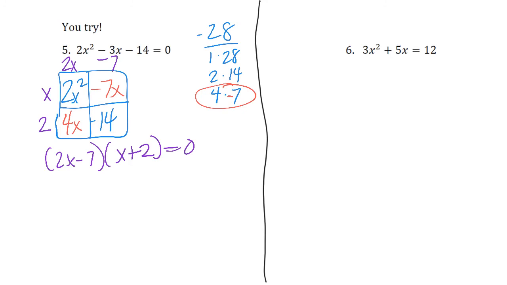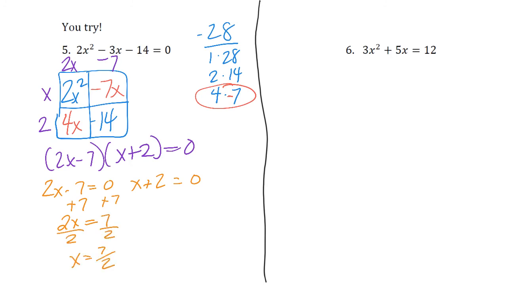So then I take each of them and set them equal to 0. And solve. And solve this one over here. And then I have both of my answers.